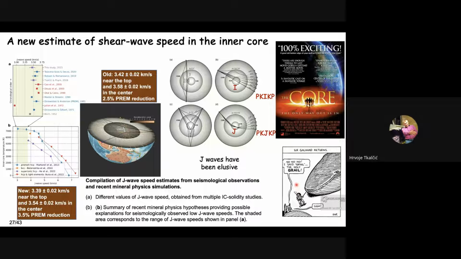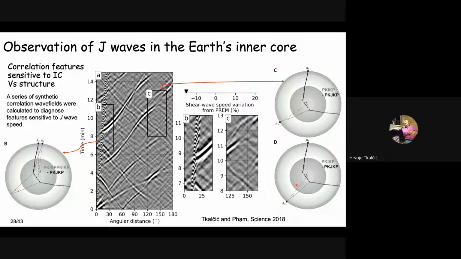So what we decided to do with a global correlation wavefield is to check if we can devise a scheme to show that we can use global correlation as a new method. And here, the idea was to basically change the shear wave structure in the inner core. So it's almost like fine-tuning the inner core shear wave properties. And I will show you what happens when you change the shear wave perturbations from minus 15 to 20% with respect to the Preliminary Reference Earth Model.